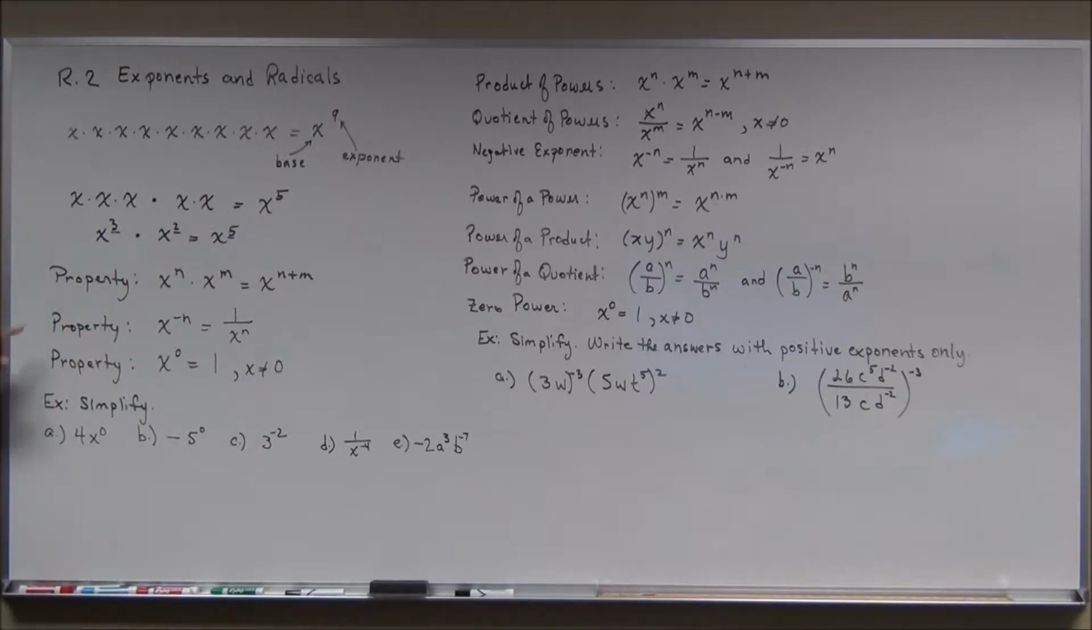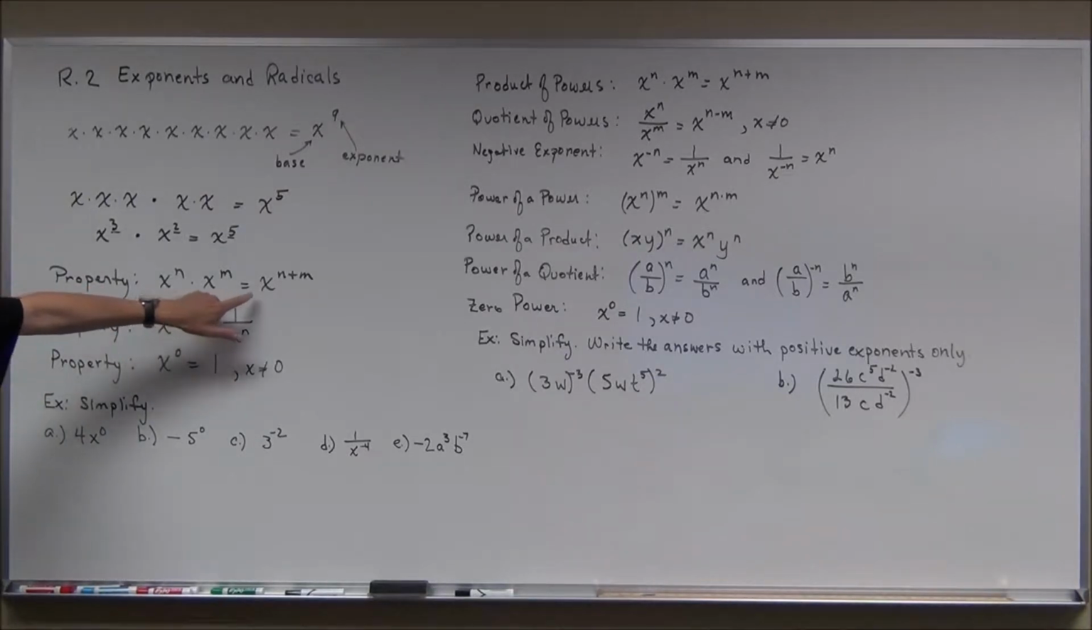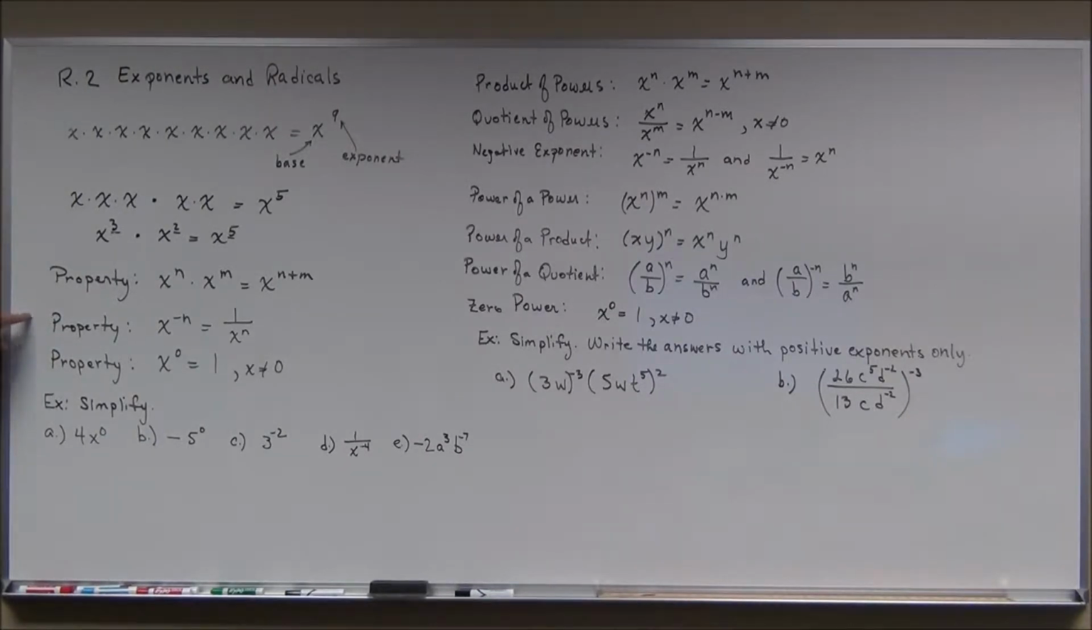That gives us a property. I've listed it here, I've listed it over there. This property says that x to the n times x to the m is equal to x to the n plus m. So with exponents, multiplication becomes addition, which is kind of nice, and we'll talk about that again later on with logarithms. Here are a couple other properties listed over here, but also listed up there.